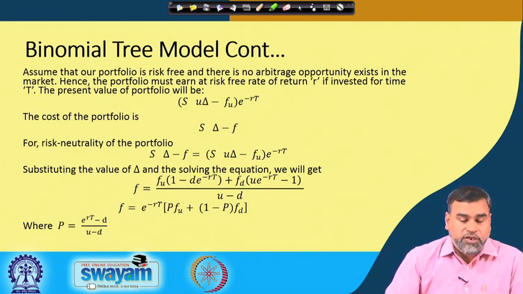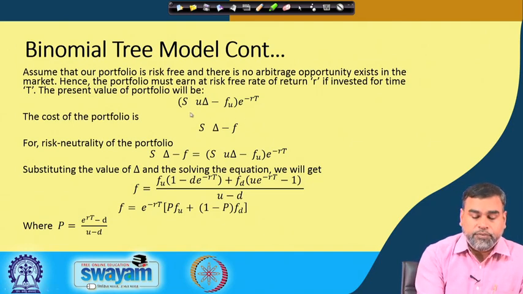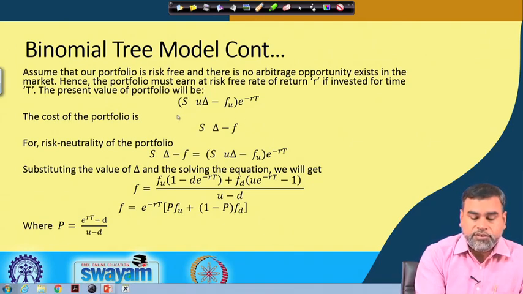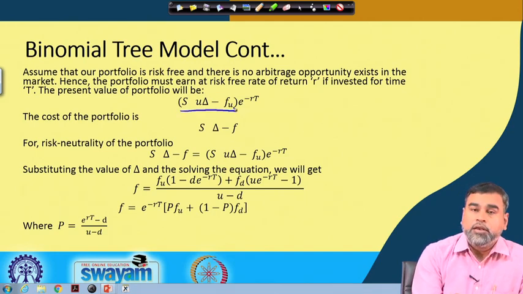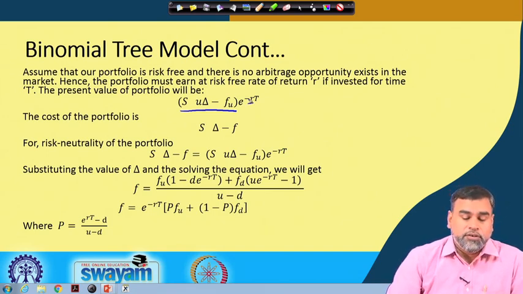Then the portfolio must earn the risk free rate of return R if invested for time t. So, if you want to calculate the present value, you can calculate it under different conditions. This is the payoff you are getting, that is S u delta minus f of u. If you want to find the value after the time t, where R is the rate of return, then it is S u delta minus f of u into e to the power minus R t.